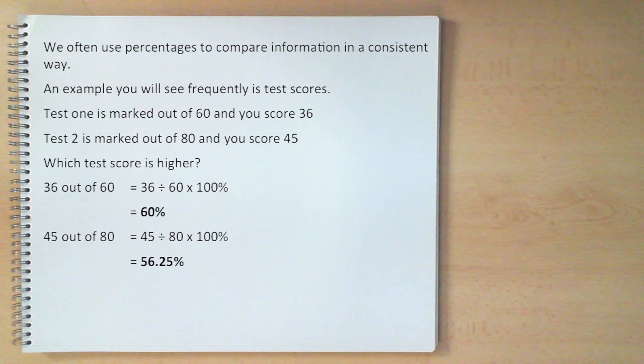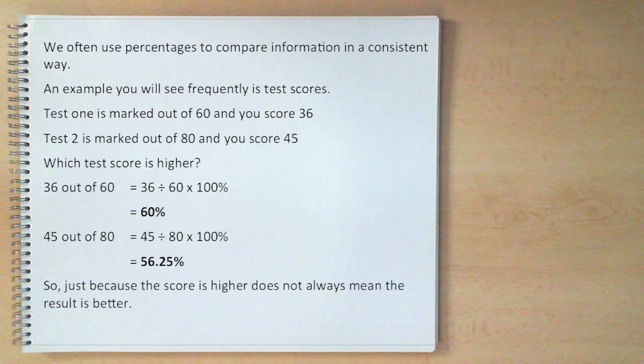Because we now have both test scores as a percentage, we can compare the two marks. In the first test we got 60% and in the second test we got 56.25%. So in the first test we got the higher percentage score, which means that we got a better test result in that first test. We can see from this example that a straightforward comparison of two scores doesn't always give you the right answer. 45 was more than 36, but the percentage scores were the other way around.